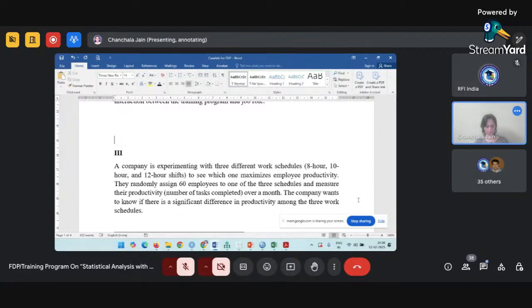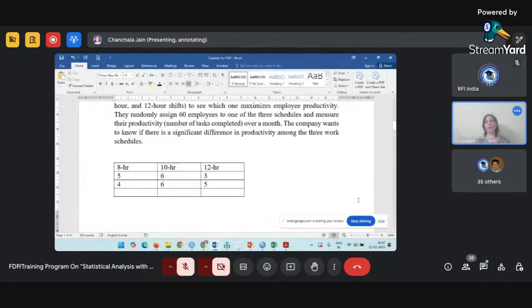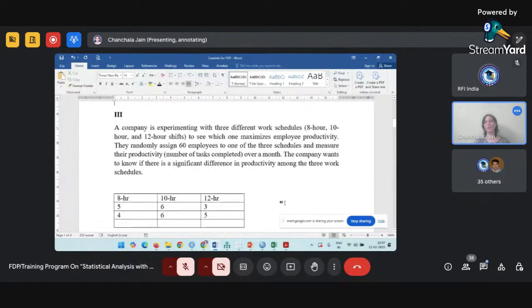Ma'am, is it one-way or...? It's one-way ANOVA. Yes, ma'am, one-way ANOVA. Very correct. It's a one-way ANOVA problem, right? I think this way you can write the problem.